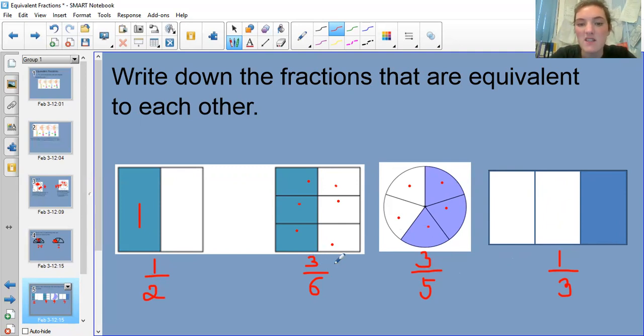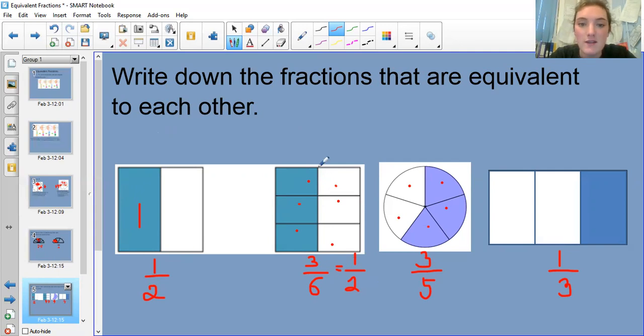3 divides into itself once. So if we do that, and we'll write it up here. How many times does 3 go into 6? 3 goes into 6 2 times, because if we do our 3 times table, we know it's 2. So we know that this fraction here is equivalent to this fraction here. 3/6 is the same as a half.